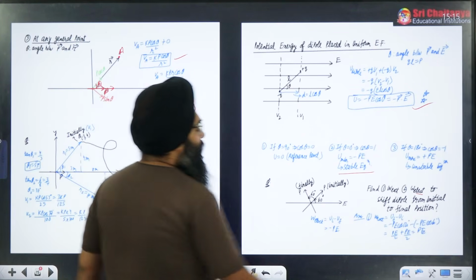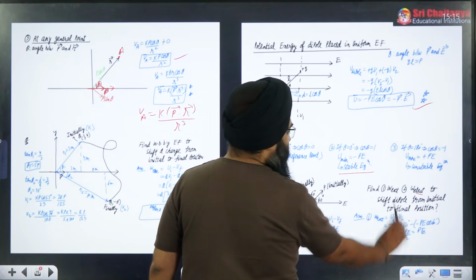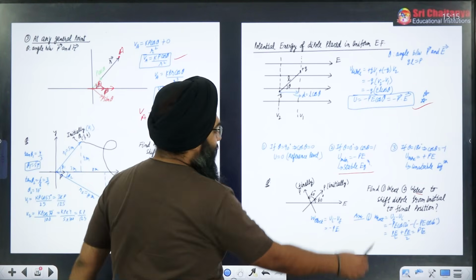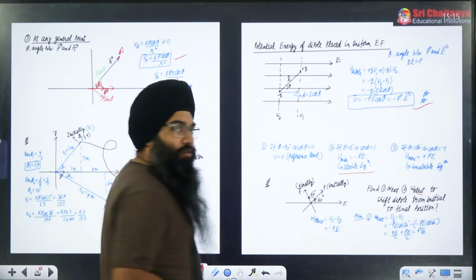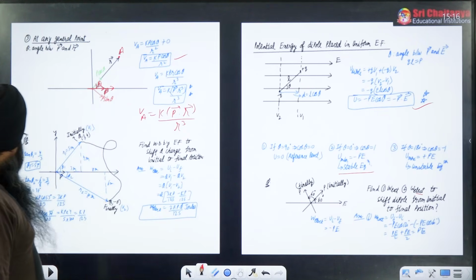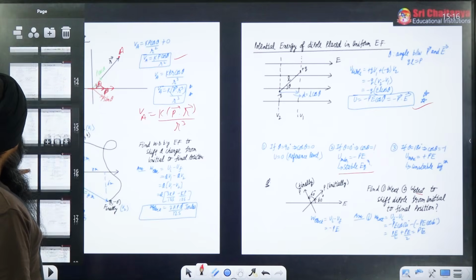Very simple. Work done by the external agent will be final potential energy minus initial potential energy. You can use this formula for potential energy at any angle theta, and you can get the answer. And work done by the electric field will be the negative of work done by the external agent. This I already told you. So this is how you can calculate using the concept of potential energy.